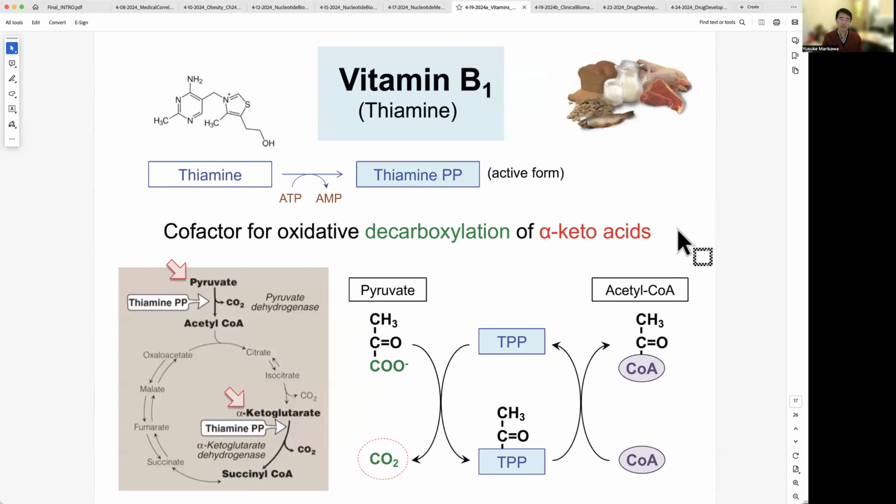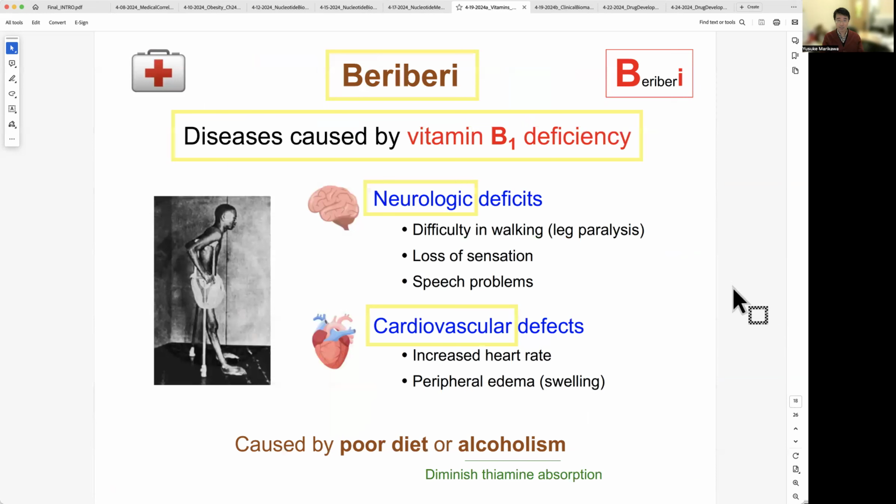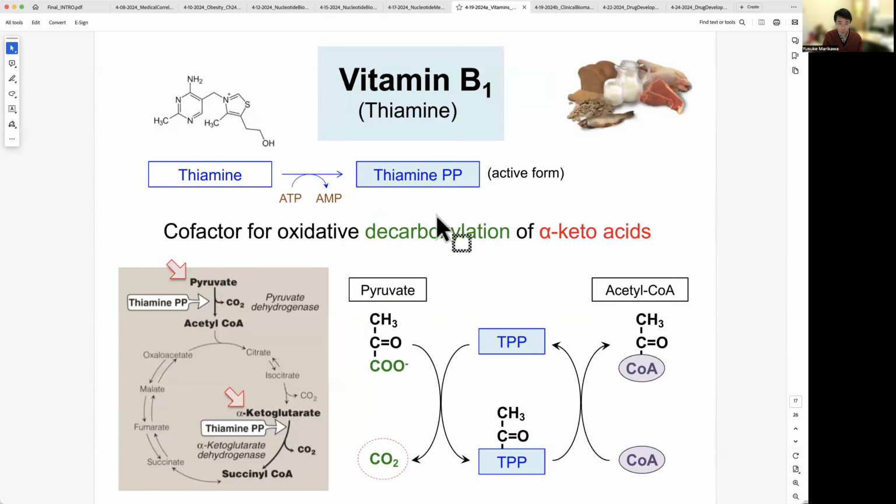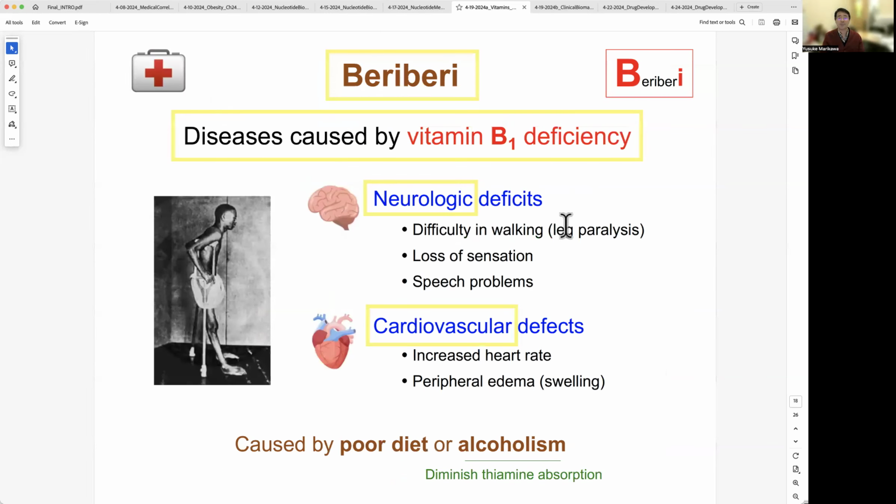And B vitamins, there are lots of B vitamins, and I will emphasize what you definitely need to know for the final exam. Vitamin B1 is involved in very important chemical reactions, but what you need to know is the medical correlation. Vitamin B1 deficiency causes a disease called beriberi. Beriberi has neurological and cardiovascular deficits or defects. So beriberi, vitamin B1, beriberi, like the I, B1.